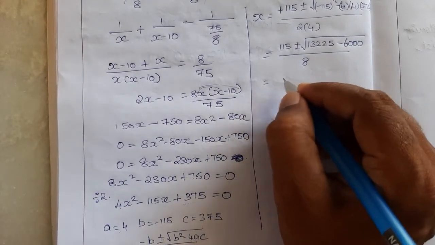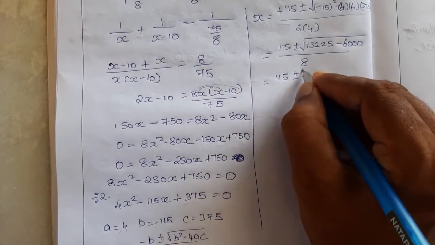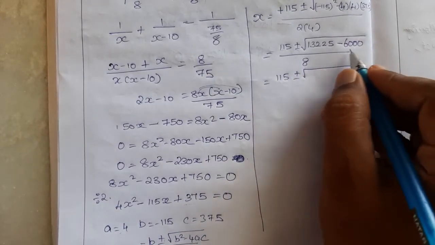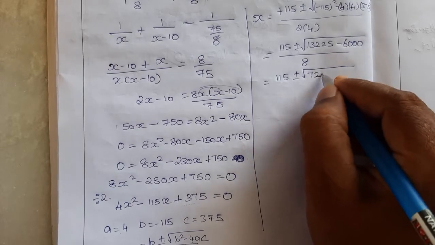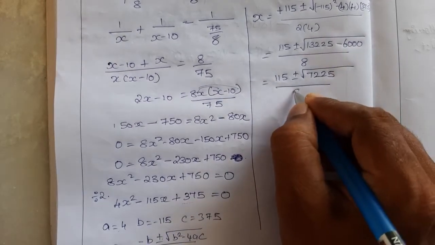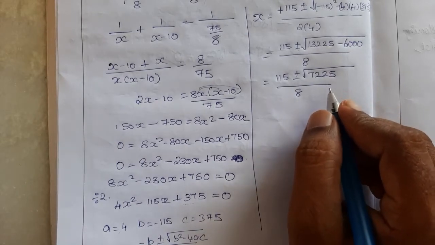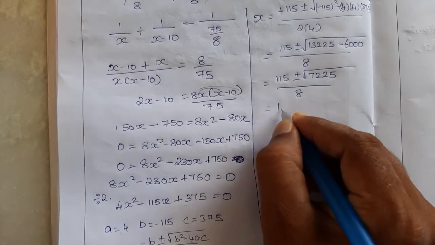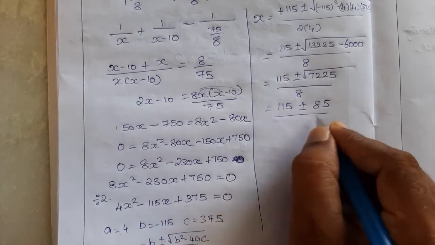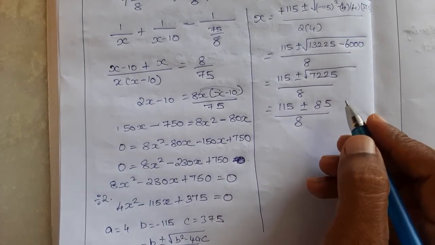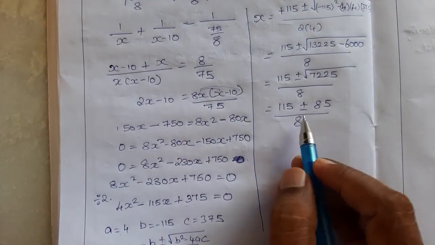So again, x is equal to 115 plus or minus the square root of, if we subtract 13,225 minus 6,000, we get 7,225, divided by 8. Do we have a square root for 7,225? Yes, it's 85, because 85 squared is 7,225. So x is 115 plus or minus 85, divided by 8. Now x has two values, either addition with 85 or subtraction with 85.